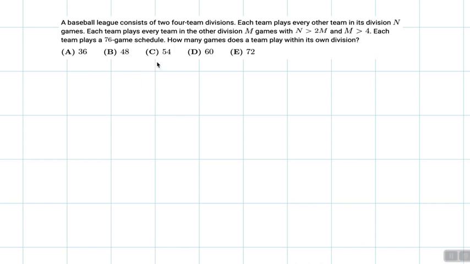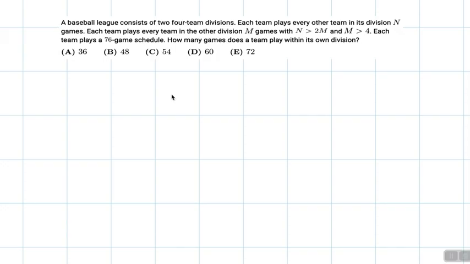A baseball league consists of two four-team divisions. Each team plays every other team in its division N games. Each team plays every team in the other division M games, with N greater than 2M and M greater than 4. Each team plays a 76-game schedule. How many games does a team play within its own division? Okay.